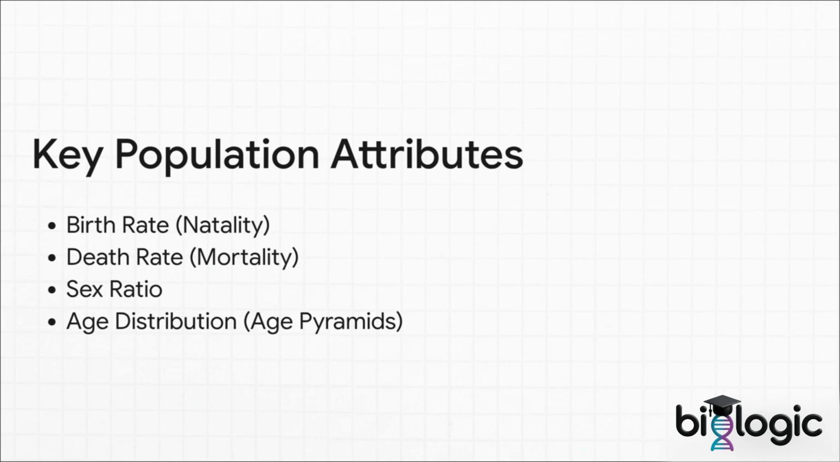Here's something cool. A population has features that a single individual just can't have, right? An individual is born and dies, but a population has a birth rate and a death rate. An individual is either male or female. A population has a sex ratio. And a population has an age structure, something we can see with age pyramids. These are properties that only show up when you have a group.